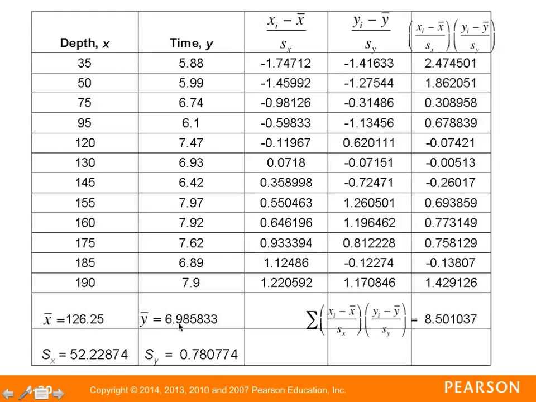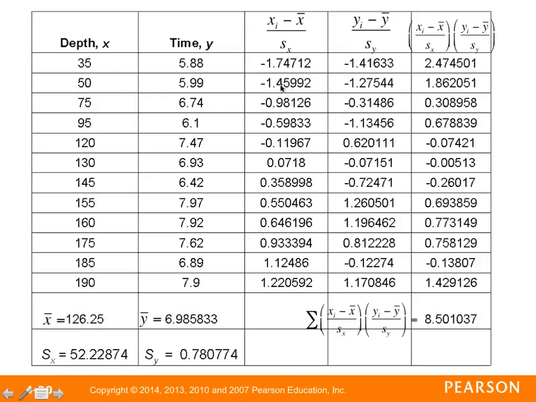All right, so you're going to have a mean and sample standard deviation. And then for each pairing, you're going to take your x_i, meaning your observation here, your 35. You're going to subtract the mean, so you subtract the 126.25, and then divide by the sample standard deviation of 52.22874. For this particular one, you get -1.74712. So that's taking 35 minus my mean divided by my standard deviation.